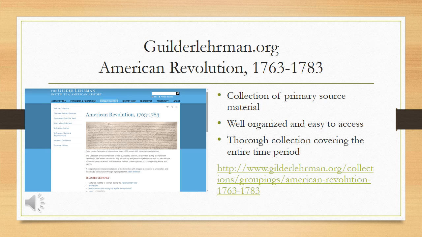Gilderlehrman.org has a collection of various primary sources from throughout American history. This resource focuses on the American Revolution. They place the time period from 1763 to 1783. Those of you who know, 1763 was much before the actual outbreak of war, which is one of the reasons why I included this resource. It is well organized and easy to use, and the thorough collection covers the entire time period, not just the war itself, but the events leading into the war.